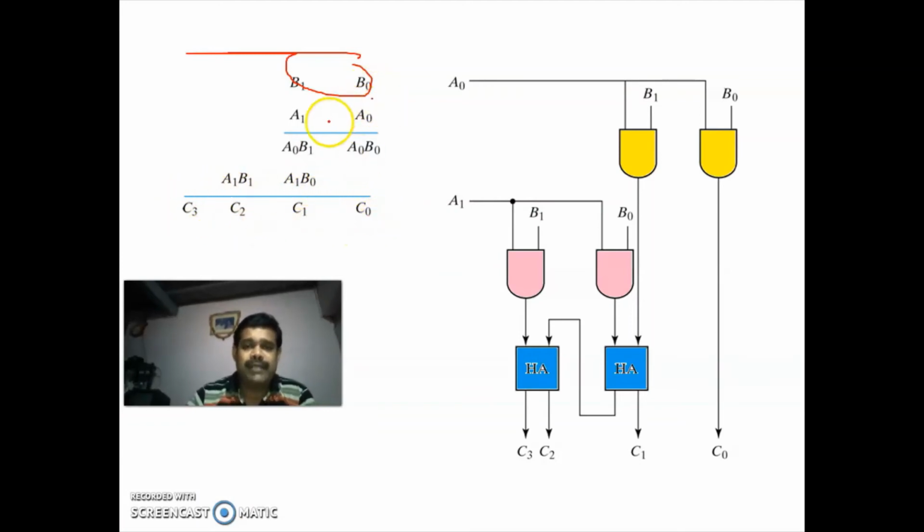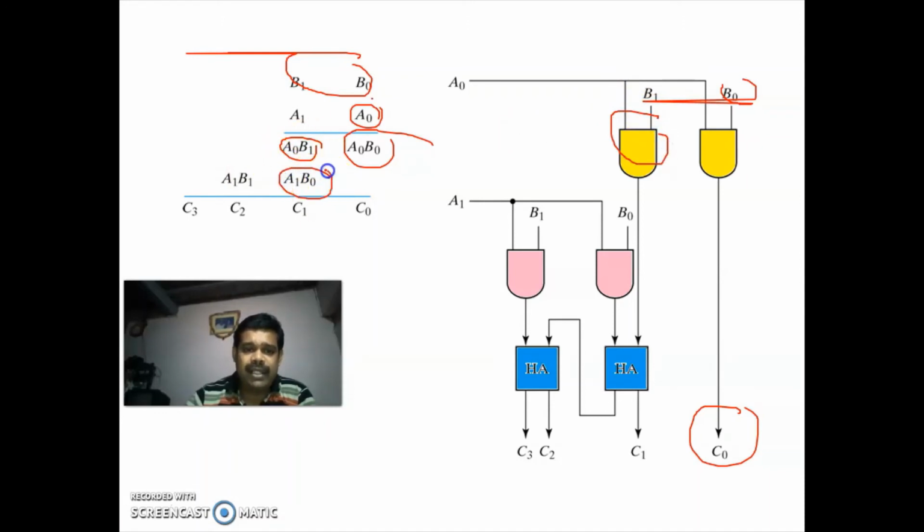So first we are multiplying A0 with B0 and B1. Okay, we are directly taking that. That is C0. Next, A0 B1, that we are adding with A1 B0.